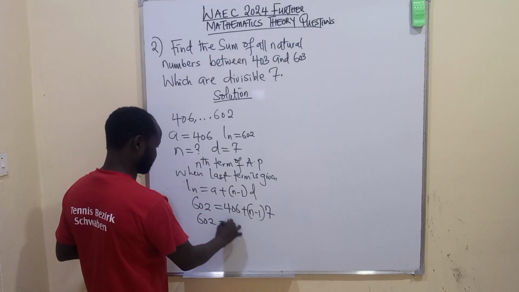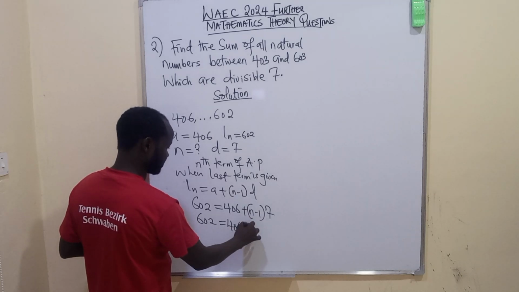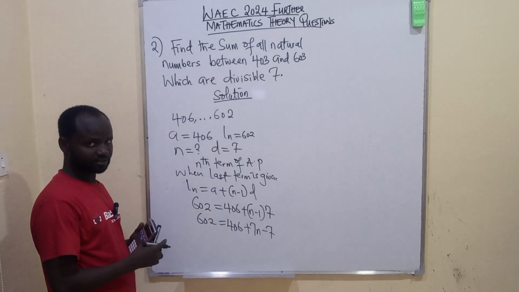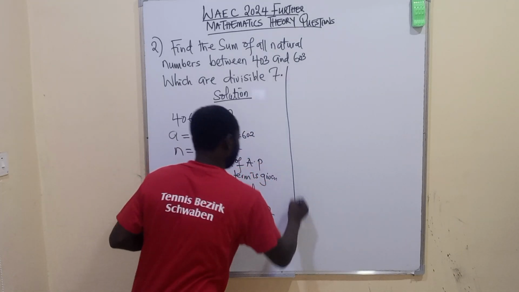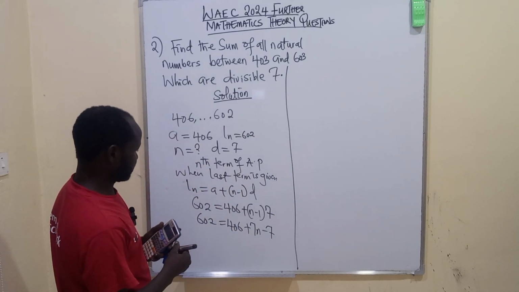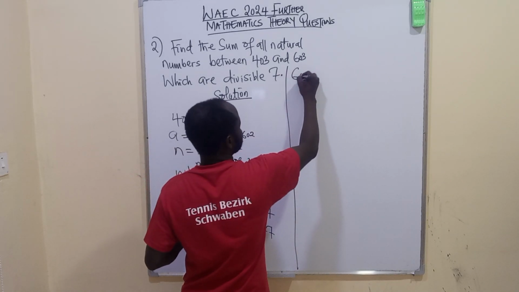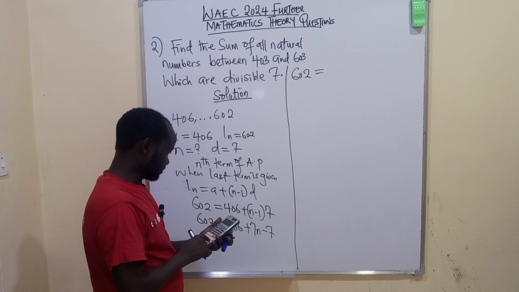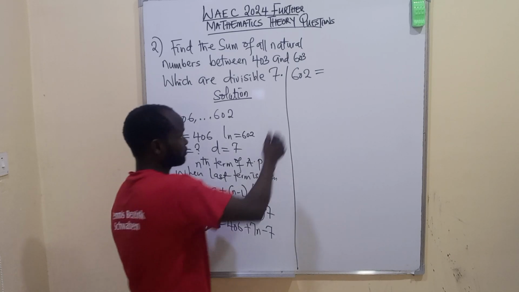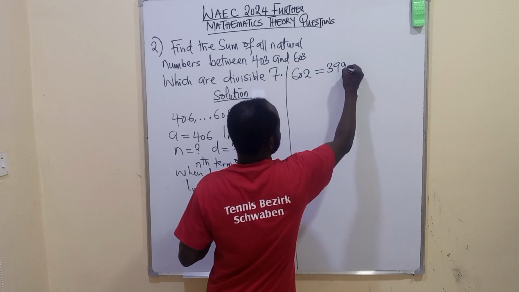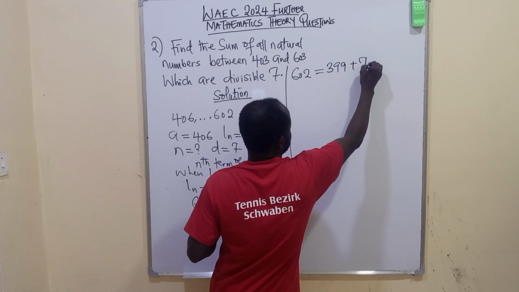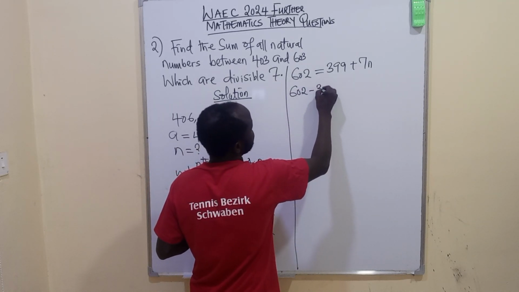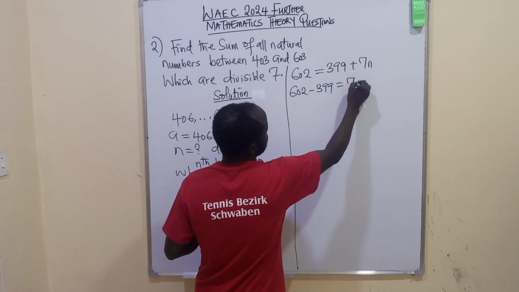602 now will be equal to 406 plus 7 times n, which is 7n, minus 7 times 1, which is 7. So we can collect like terms here. Let's collect like terms and see. We can write 602 equals 406 minus 7, that would be 399, plus 7n. So we can collect like terms here. This will be 602 minus 399 equals 7n.